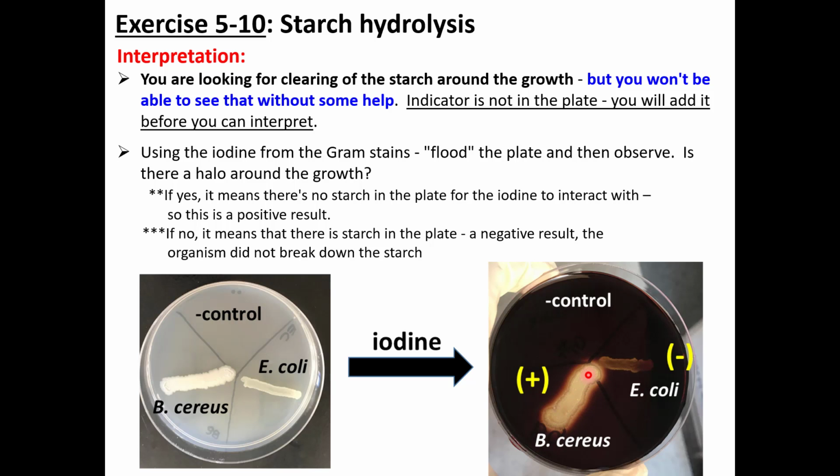So B. cereus is growing way more than E. coli because it's able to use the starch. And that halo showing no binding of iodine with the starch is a very clear positive result for starch hydrolysis, because that's what the bacteria is doing here, breaking down starch using water. That's why we call it a hydrolysis reaction. Okay, so this result is very straightforward.